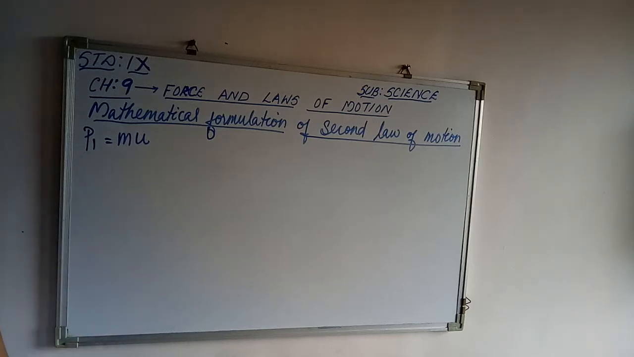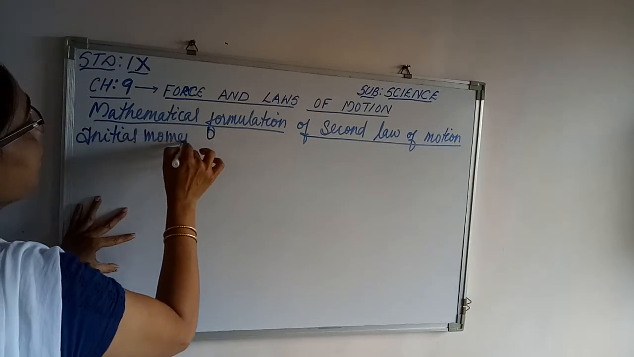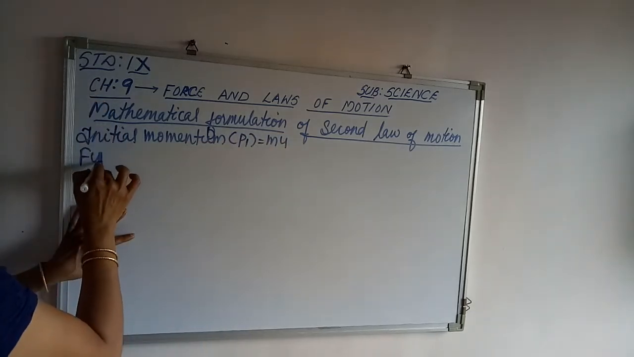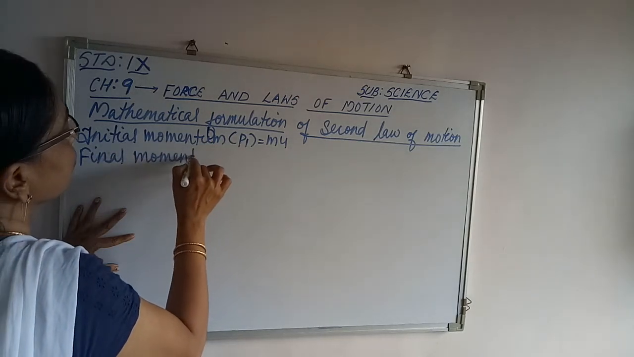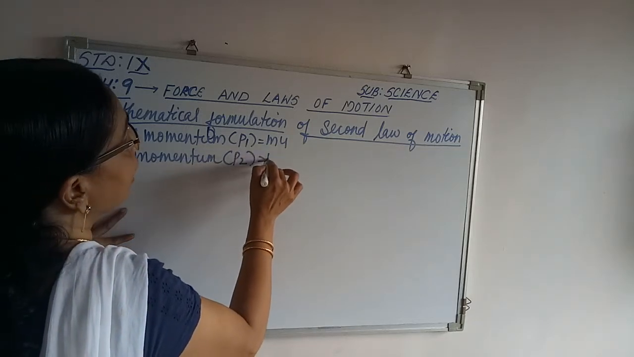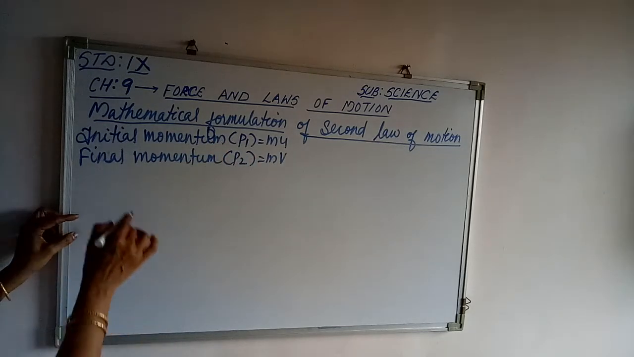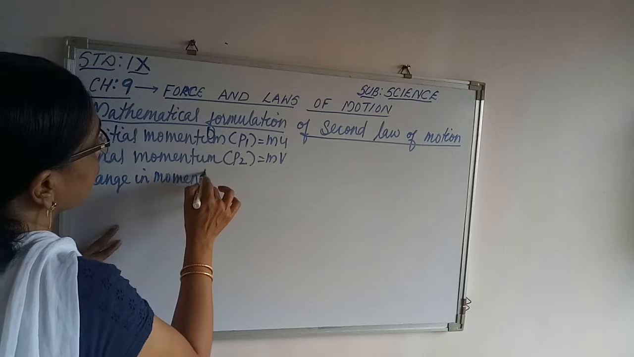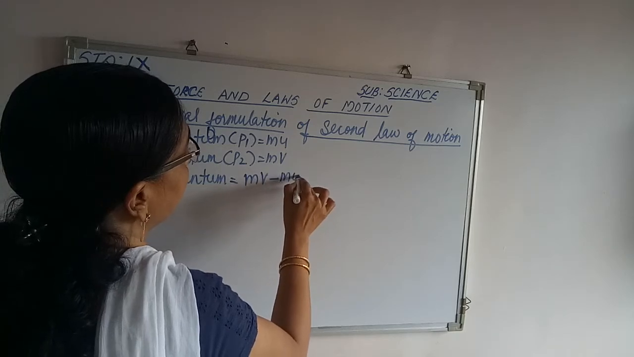And final momentum, that is P2, is mass into final velocity, m v. We know the initial momentum and final momentum, so we can find the change in momentum. Change in momentum is P2 minus P1. We can write mv minus mu.